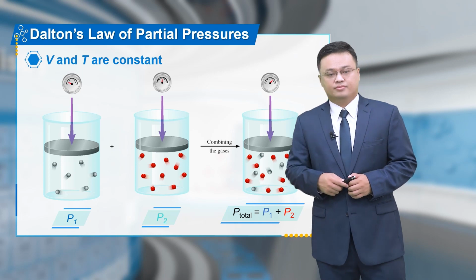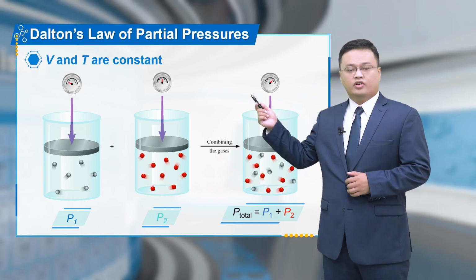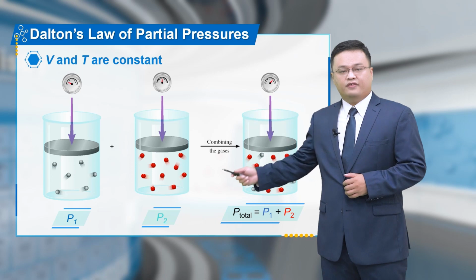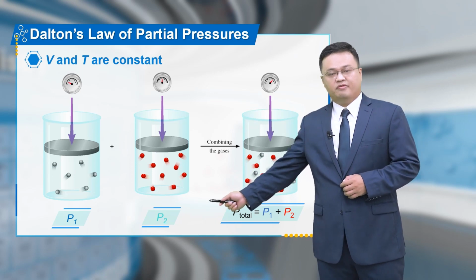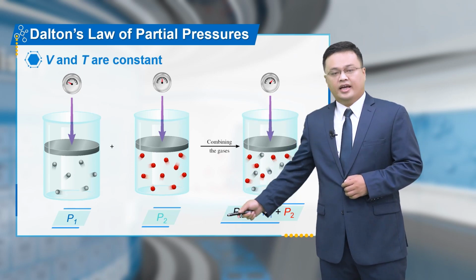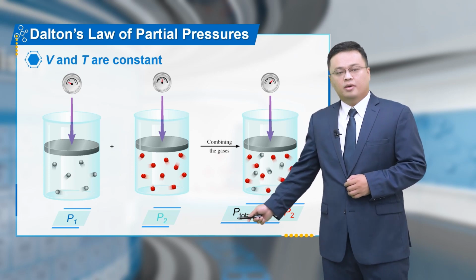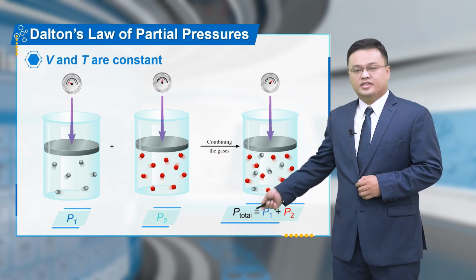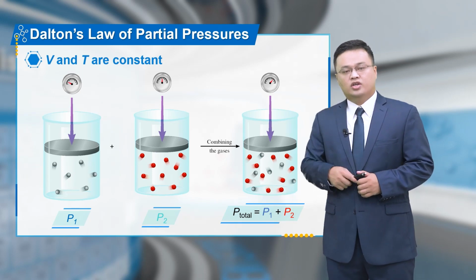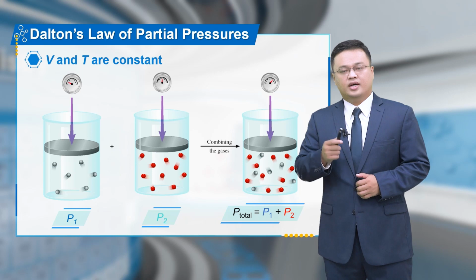For example, for volume and temperature constant, if gas A has a pressure of P1 in the container and gas B has a pressure P2 in the container, by mixing the two gases into the same container, the total pressure equals P1 plus P2.